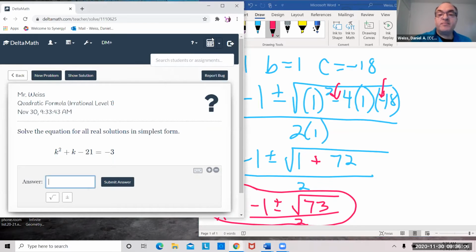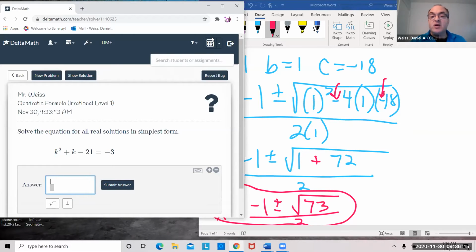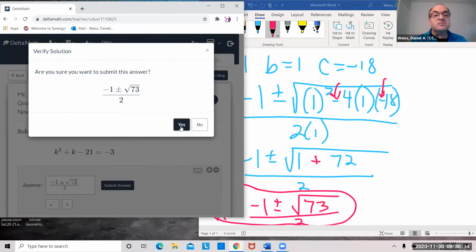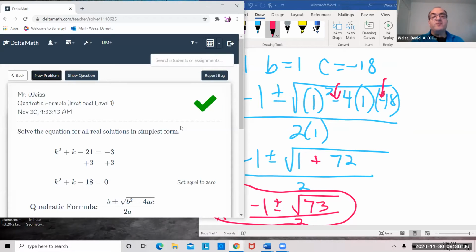I type that in. -1. Oops, I forgot to do the fraction bar first. Fraction. Okay. -1. Hit plus or minus, square root 73 all over 2. Yes. There we go. All right.